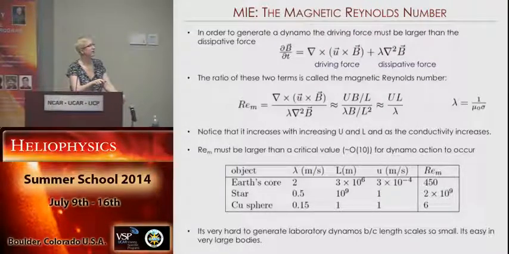So doing experiments is very hard because it's very hard to get the magnetic Reynolds number criteria met.